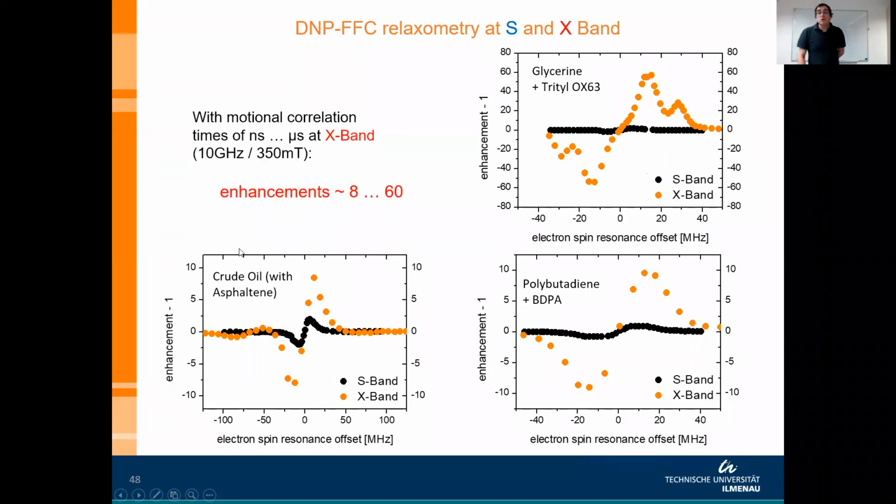But if you go to the X-band, then what you can see is a gain in enhancement, a sensitivity gain. Even though you don't get 100 or 1,000, you get really a huge difference when you work in X-band.